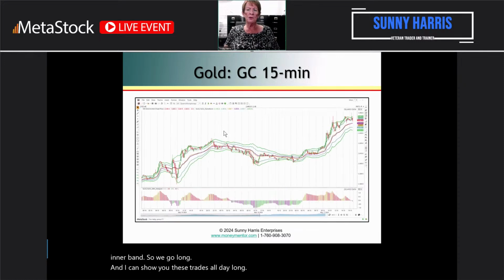Here's gold on a 15-minute chart, and you can see again, same thing. Here we go long, and we get out over here. And it penetrates the DMA. So we had a long trend, and it penetrates the DMA.